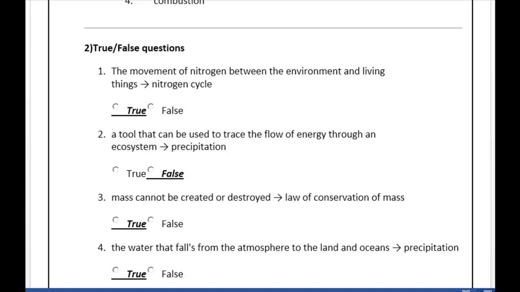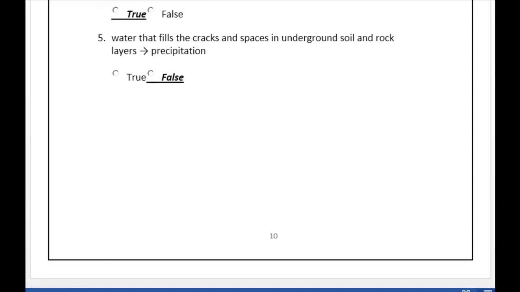False. Mass cannot be created or destroyed. The law of conservation of mass. True. Number 4, the water that fills the cracks and space in underground soil and rock layer. This is a precipitation. No. False.